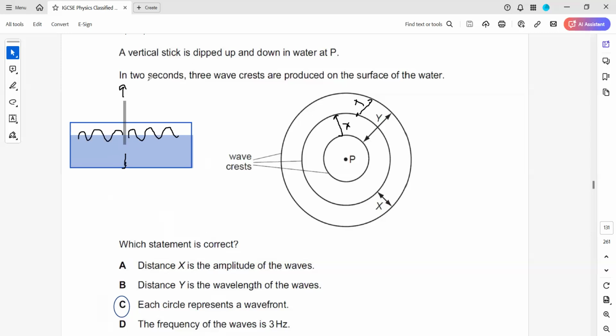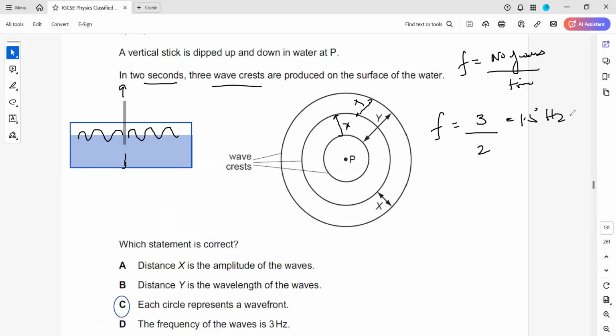So in 2 seconds, 3 crests are produced, 3 waves are produced. So what will be the frequency? Frequency is the number of vibrations in 1 second. So in 2 seconds, there are 3 vibrations. If you want to calculate the frequency, it's the total number of waves divided by the total time. So total number of waves is 3 and total time is 2. So the frequency is 1.5 hertz. So the frequency is 1.5 hertz for this.